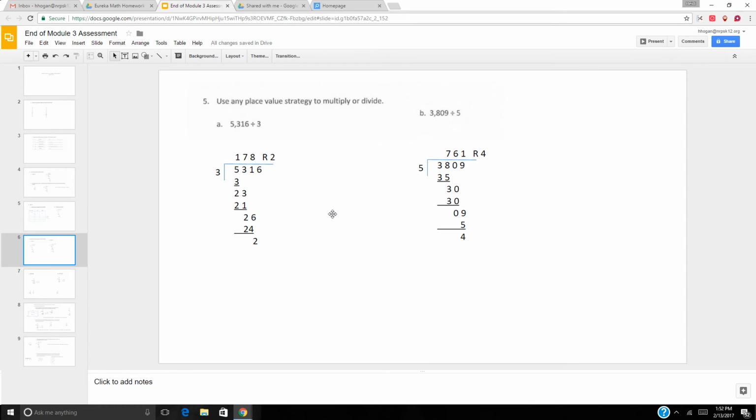For division, you can use long division, the standard algorithm. You can use place value discs. You can use the distributive model. So here we go. 5,316 divided by 3.